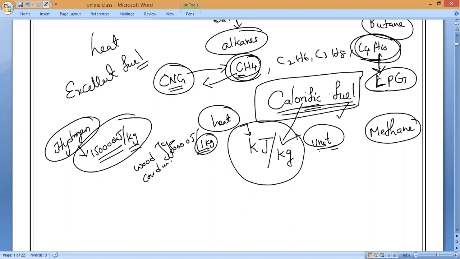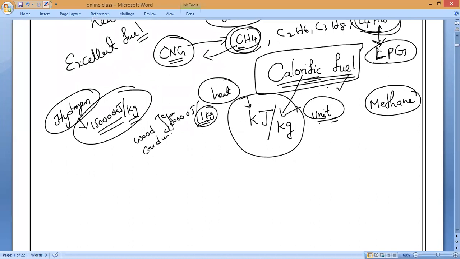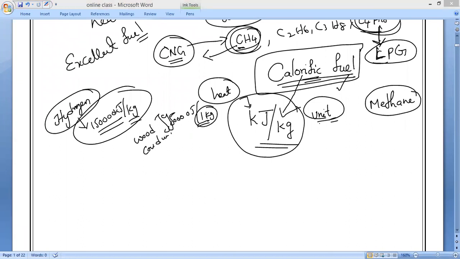Total heat energy produced by burning of 1 kg of fuel is called the calorific value. That's all. Is it okay, everyone? Unit is kilojoule per kg. If you want, you can take it. So I will say the best fuel is the excellent combustion of alkane, which is methane.